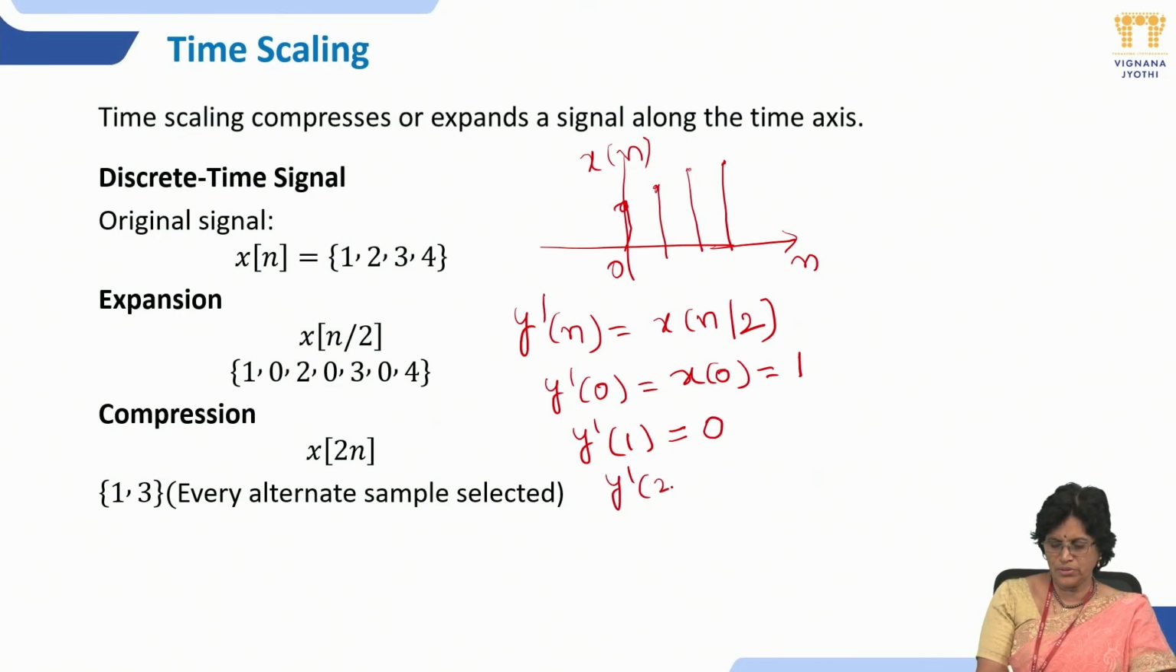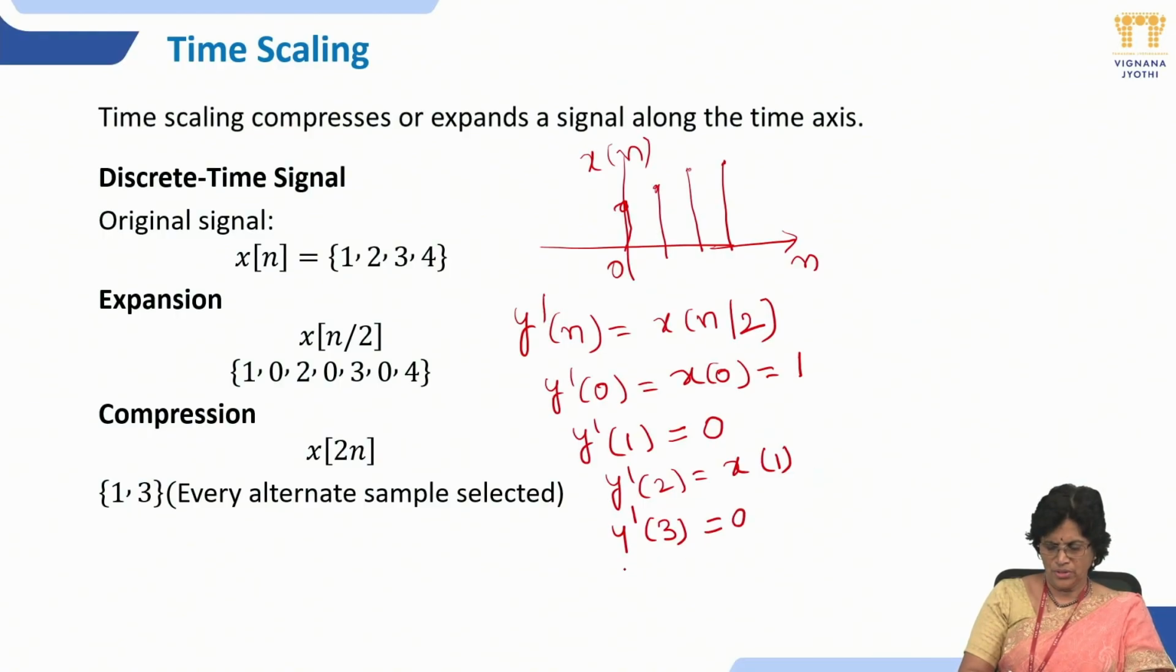Y dash of 2 is equal to x of 2 by 2, which is equal to 1. Similarly, y dash of 3 is not divisible by 2, so that sample you fill with 0. Now y dash of 4 is equal to x of 4 by 2, that is x of 2. So like that, in between each sample, you are adding one 0.